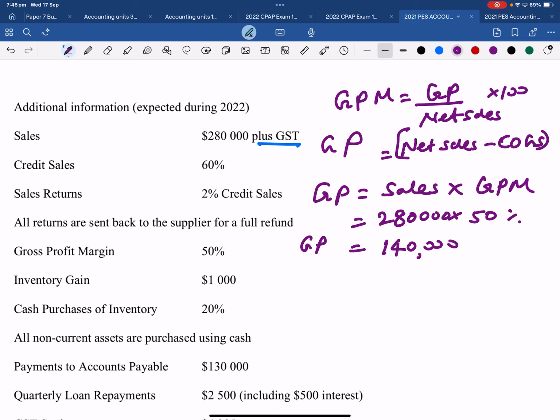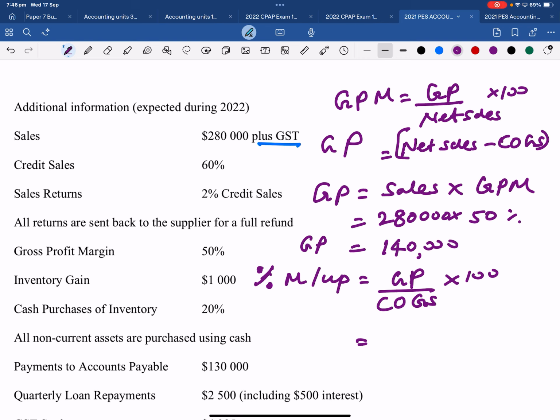Then can we calculate the markup, guys? Yes, then what's the markup? 140,000 is the gross profit. How much do you think the cost of goods sold is? Cost of sales or cost of goods sold, right? Times by 100 is the markup percentage. Percentage markup. Yes?